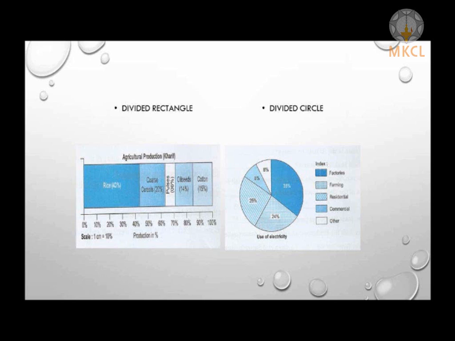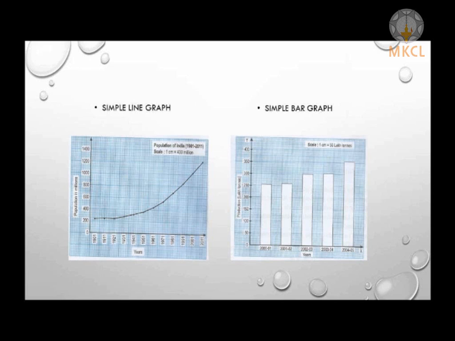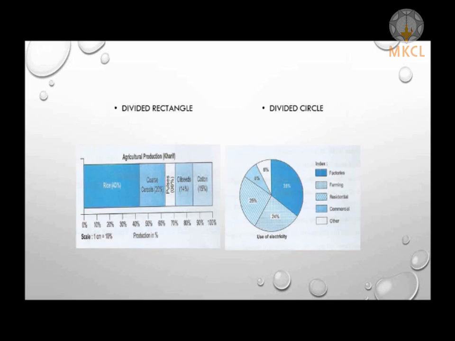Here, for divided rectangle, it always has to be 100%, while for divided circle it always has to be 360 degrees because it forms a circle and the central angles will be in relation to the percentage or whatever statistical data is given. So this way, children, there are only 4 graphs for you to practice, that is the simple line graph, the simple bar graph, the divided rectangle and the divided circle. Practice makes man perfect. So practice these diagrams to score full 2 marks.